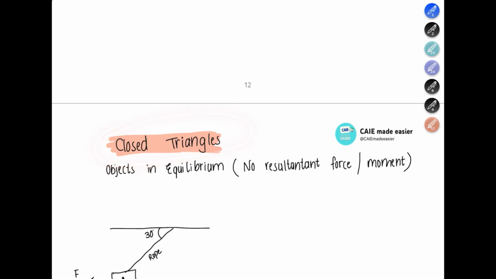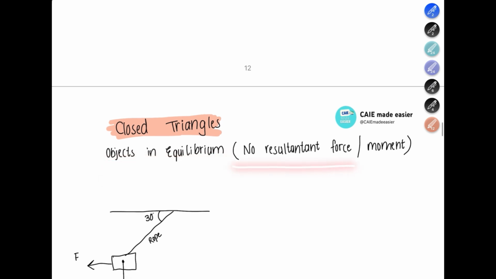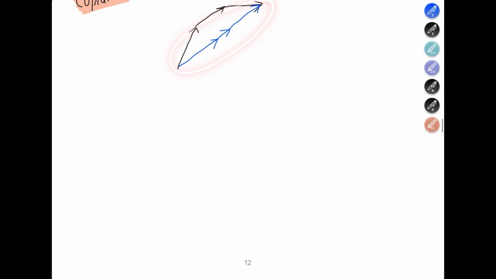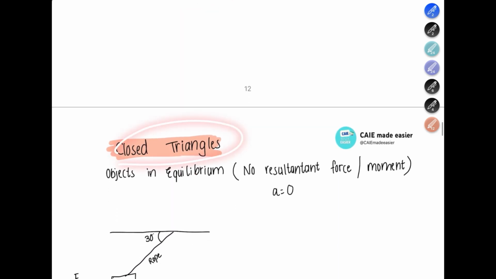Now in a closed triangle, let's say the object is in equilibrium. That means there is no resultant force. Ignore the spelling, please. There is no resultant force, no resultant moment, so the object is either not moving or it's moving with constant velocity. The acceleration is 0. That means we have no resultant force. Okay, let's try to draw this closed triangle.